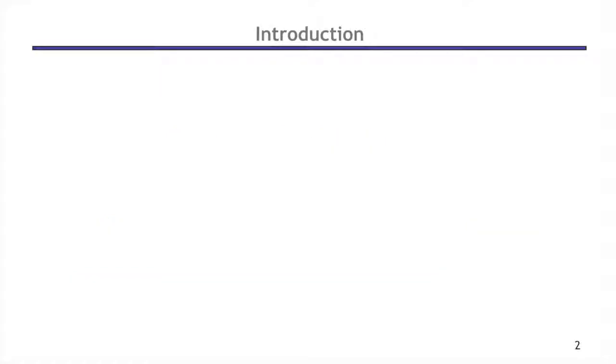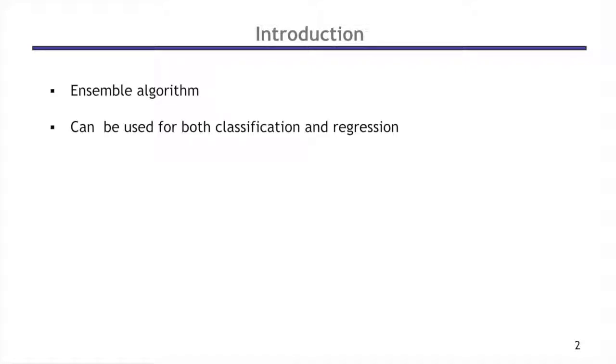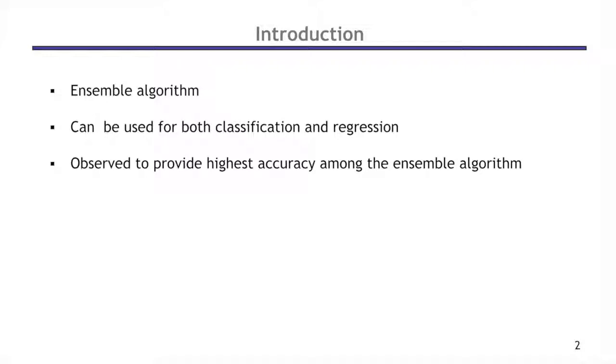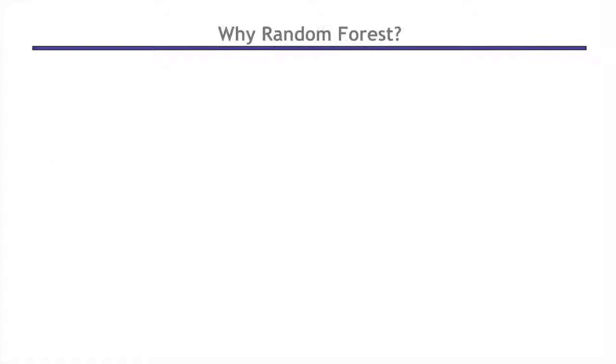Now, random forest is another ensemble method, just like bagging. It can be used for classification and regression, but it is observed to provide the highest accuracy among all the ensemble methods. So why is random forest so good?